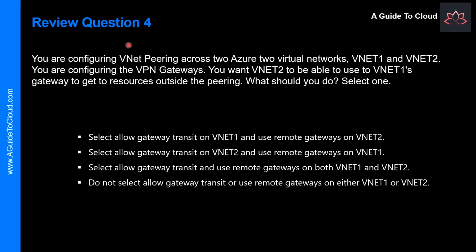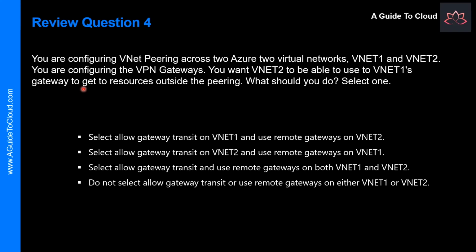Alright, so let's look at question number 4. You are configuring VNet peering across two virtual networks, VNet 1 and VNet 2, and you are configuring the VPN gateways. You want VNet 2 to be able to use VNet 1's gateway to get to resources outside the peering. So what should you do? You just need to select one.